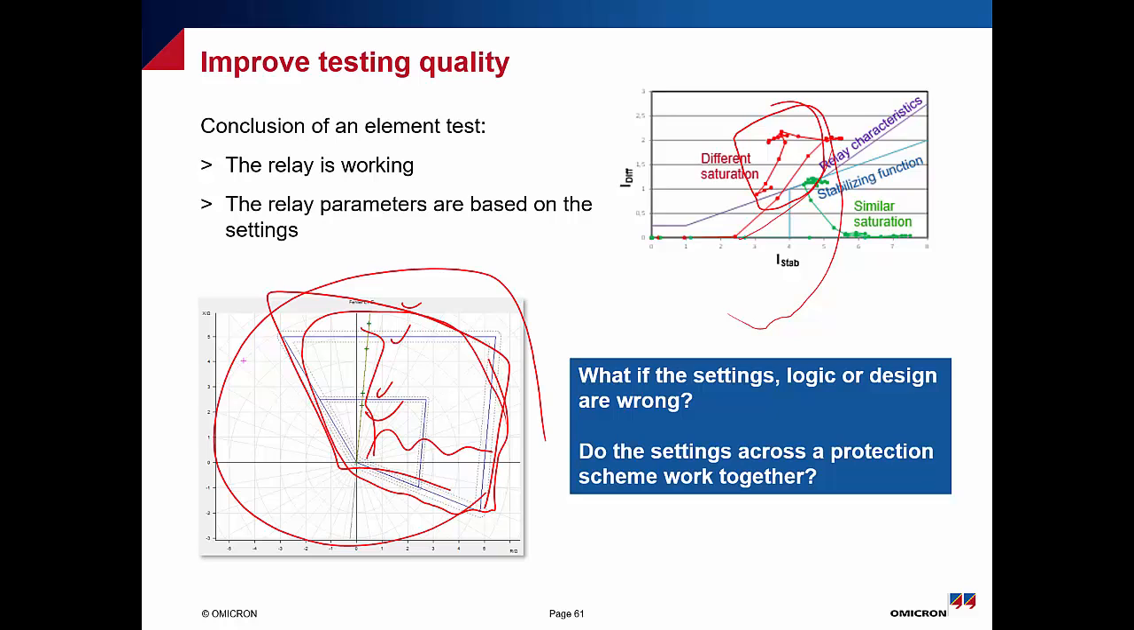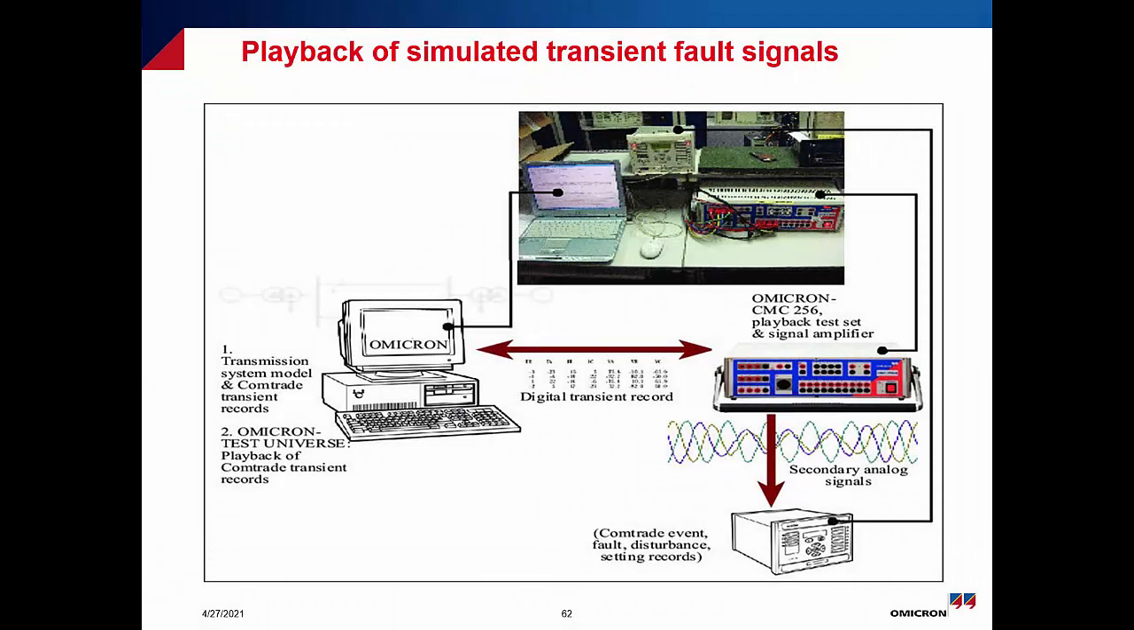How to check that? In the old days, if you remember, we used a playback technique, which is to extract the disturbance record and play it back to the protection system, to check if this relay survives and proves that it overcomes the normal behavior of the CT or the transient condition or not.